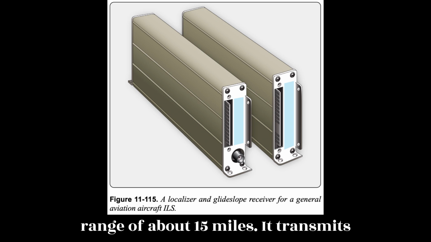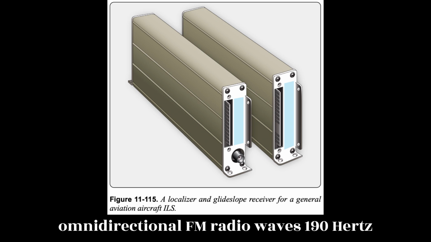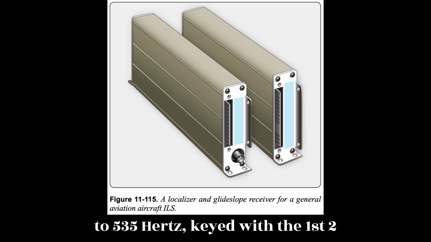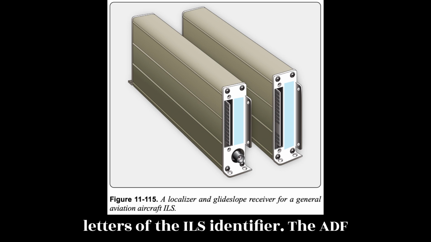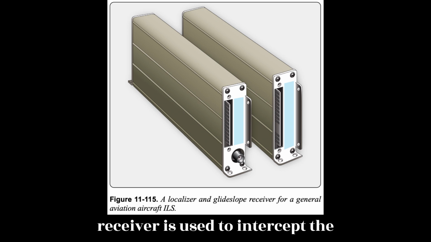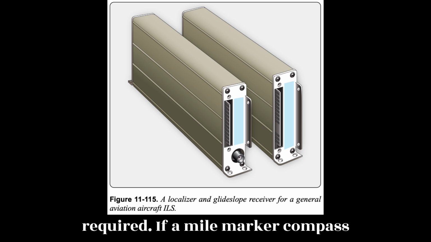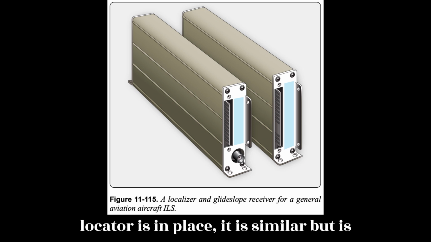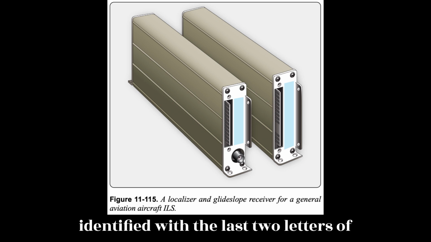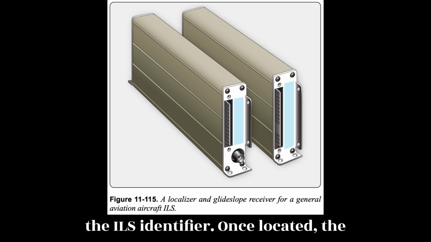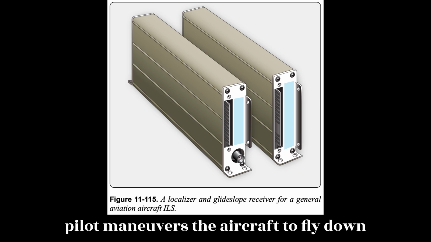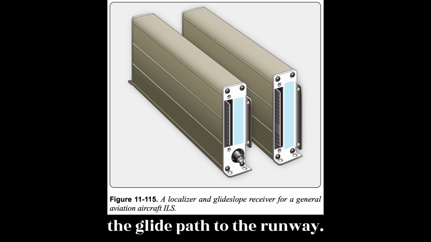It transmits omnidirectional LF radio waves, 190 Hz to 535 Hz, keyed with the first two letters of the ILS identifier. The ADF receiver is used to intercept the locator so no additional equipment is required. If a middle marker compass locator is in place, it is similar but is identified with the last two letters of the ILS identifier. Once located, the pilot maneuvers the aircraft to fly down the glide path to the runway.